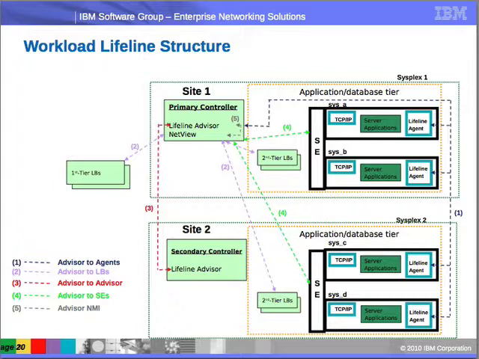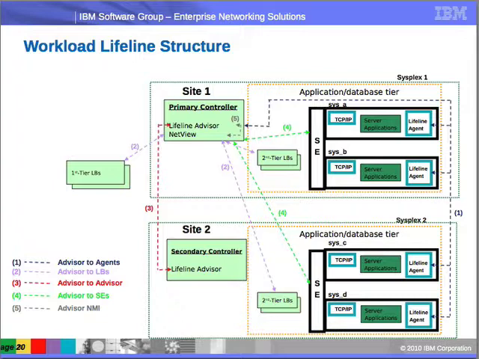The next flow is the advisor-to-advisor flow, and this goes to the point I was making about not having a single point of failure anywhere. In this case here, we have a Lifeline advisor running on the primary controller. It is the one advisor that's currently considered active in this solution. It is the one that's responsible for talking to all the Lifeline agents as well as talking to the different tiers of load balancers. As well, it maintains state information.